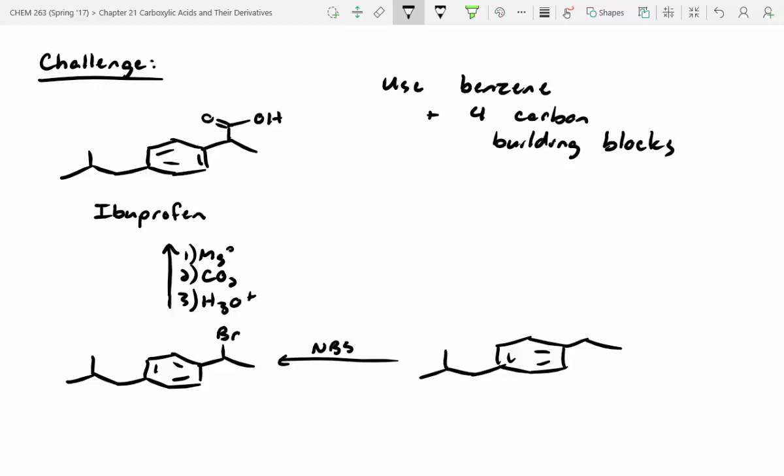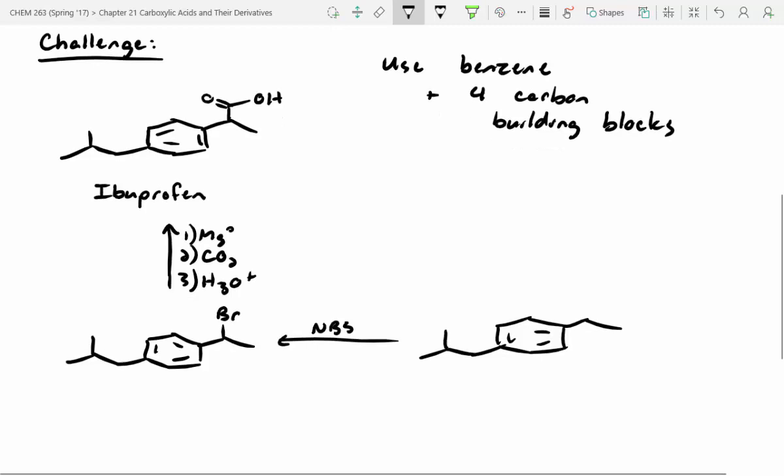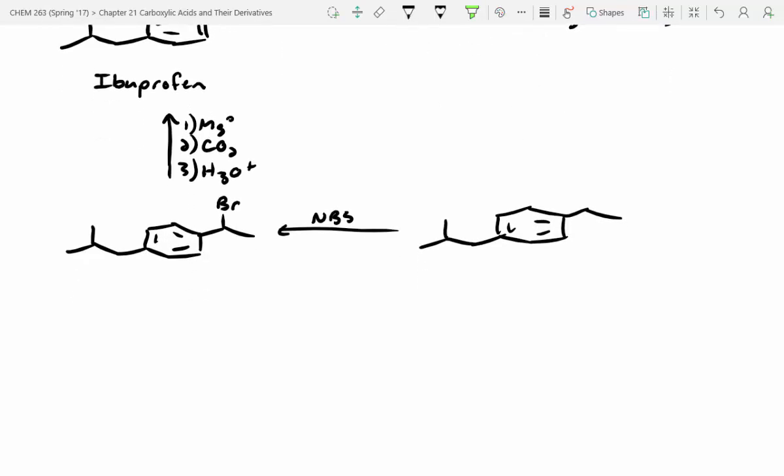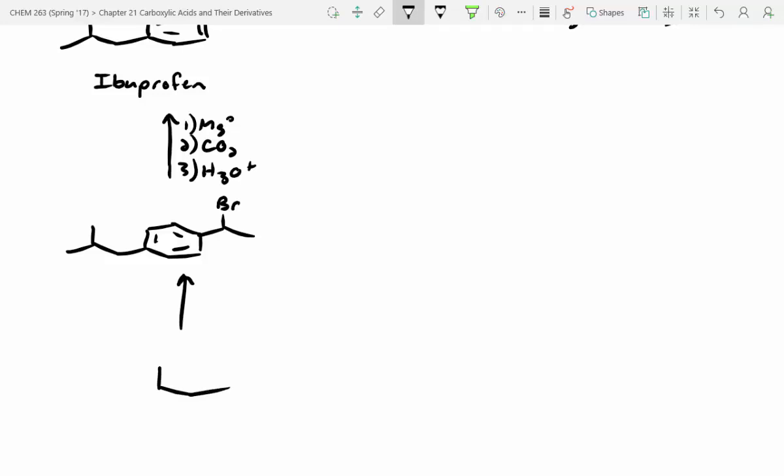Does anybody have an idea? Ask Jeff. So let's maybe consider not doing the NBS step at this portion. What if we had this as our intermediate? That's an ortho-para-director. It's pretty bulked up. What reagent might we use?